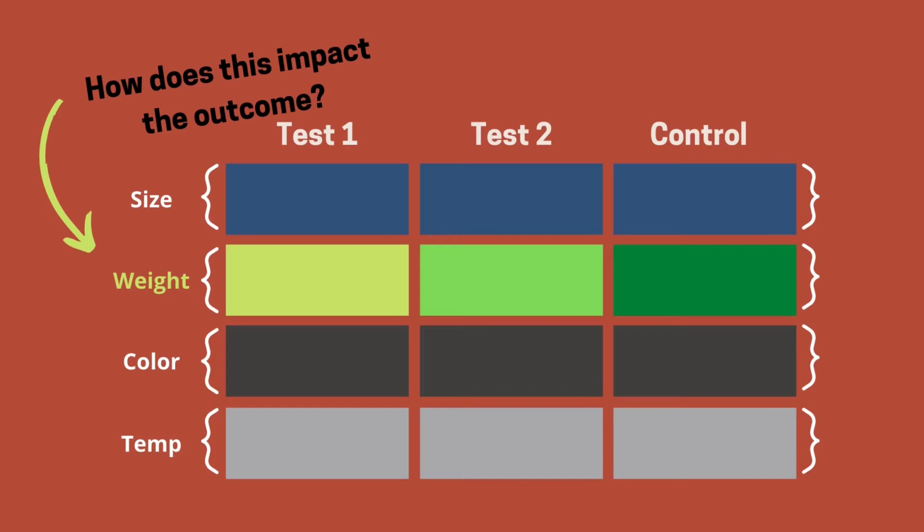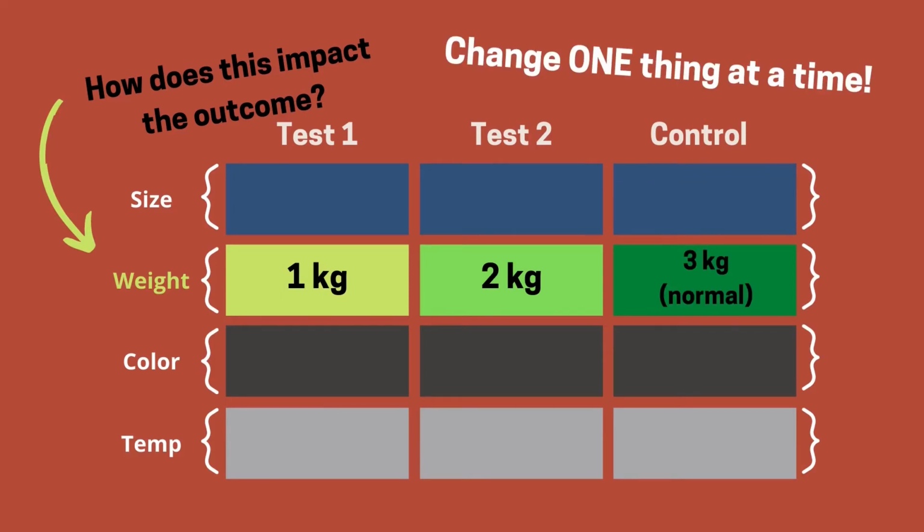The controls of an experiment help you rule out other unintended influences. It basically establishes a baseline for your comparison. The rows are the characteristics being tested, and they may or may not vary across the conditions. In an experiment, you should only change one variable at a time. In this example, size, color, and temperature are kept the same, and weight is varied.